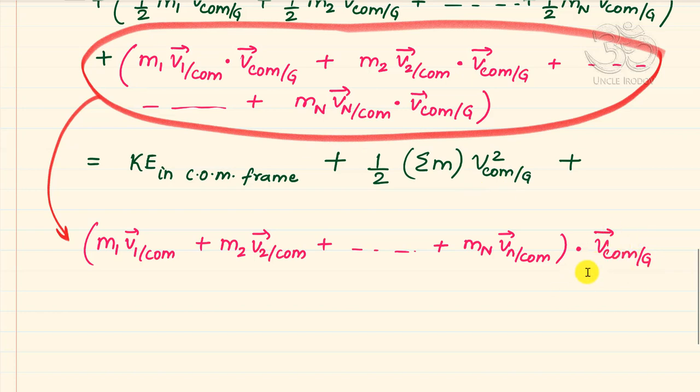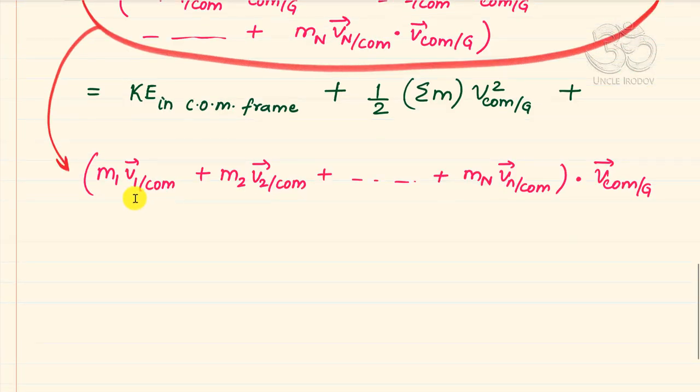Because if I just open up the entire dot product, if I try to distribute it, I'm going to get back the same expression which I have there. But then this expression is pretty interesting. You have seen it just now. This expression is summation of mi vi with respect to center of mass. And this is the total linear momentum in the center of mass frame. So this term is the total linear momentum in the center of mass frame, people.